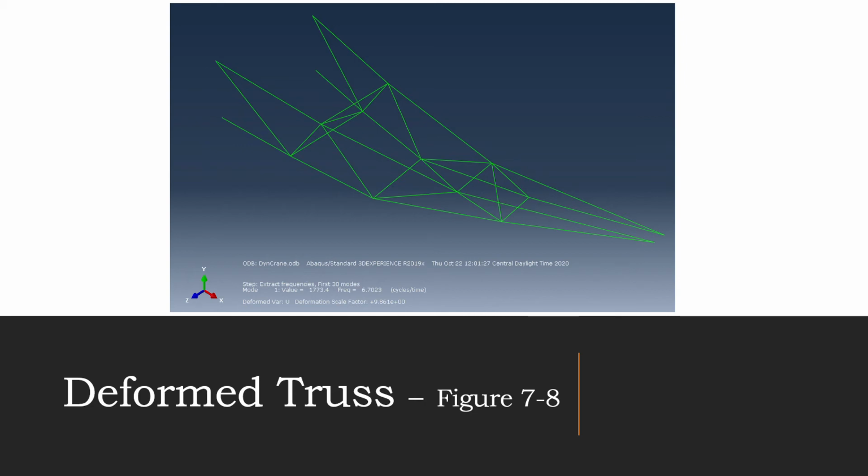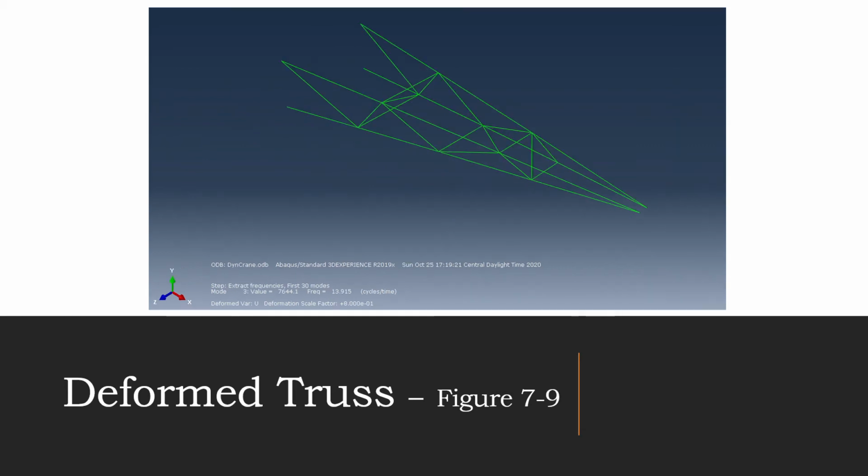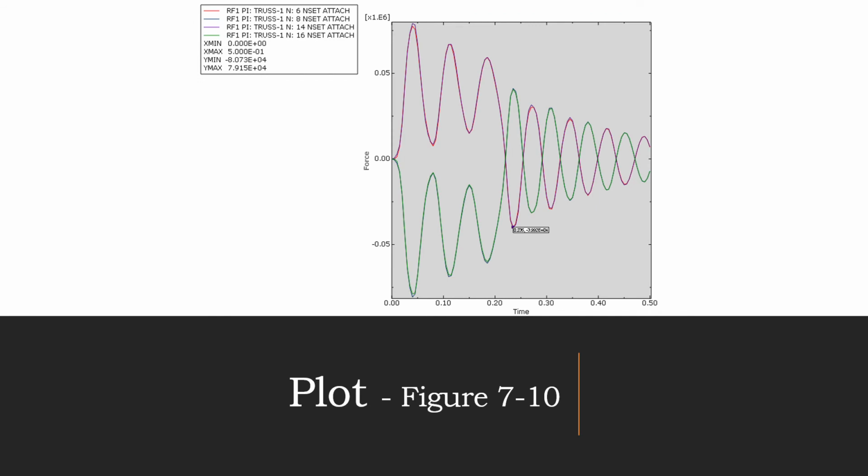So this is mode 1 out of the 30 modes, the deformed truss. And then here is mode 3. So out of the 30 modes, we're just showing 1 and 3. This is figure 7-9. And then here is figure 7-10, the plot of all those 30 modes that were simulated, and this is the force by time.